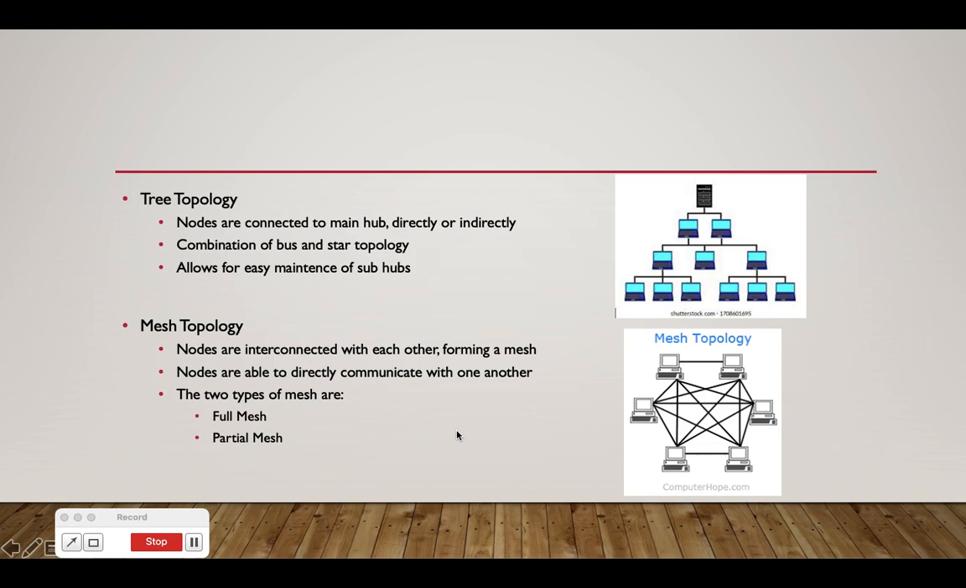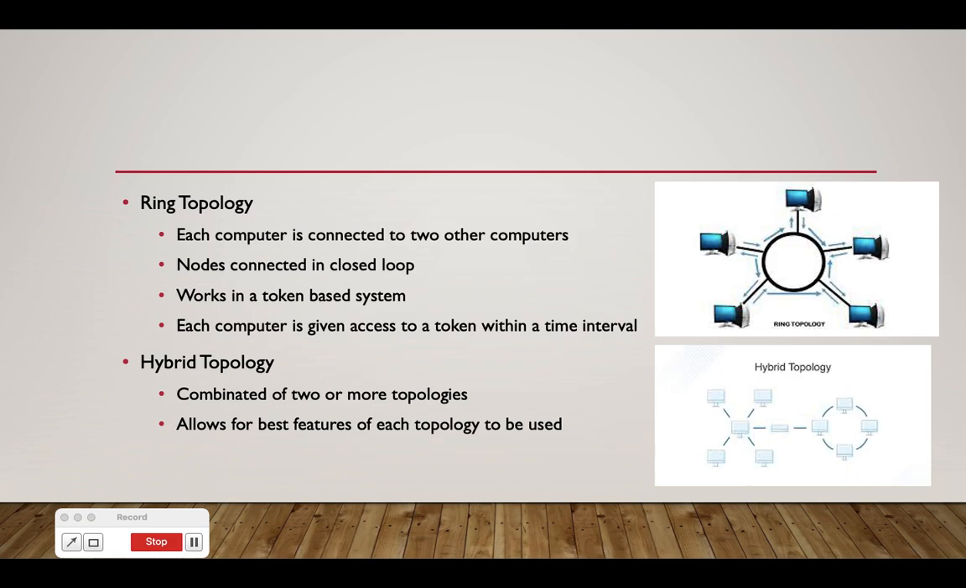We have tree topology, in which all the nodes are connected to a main hub directly or indirectly. It's a combination of bus and star topology, and it allows for easy maintenance of the subhubs. Next, we have mesh topology. All the nodes are interconnected with each other, forming a type of mesh. The nodes are able to directly communicate with one another, and the two types of mesh are full mesh and partial mesh.